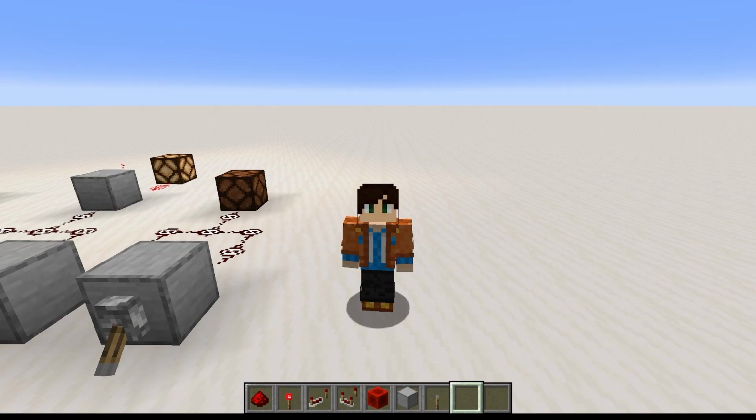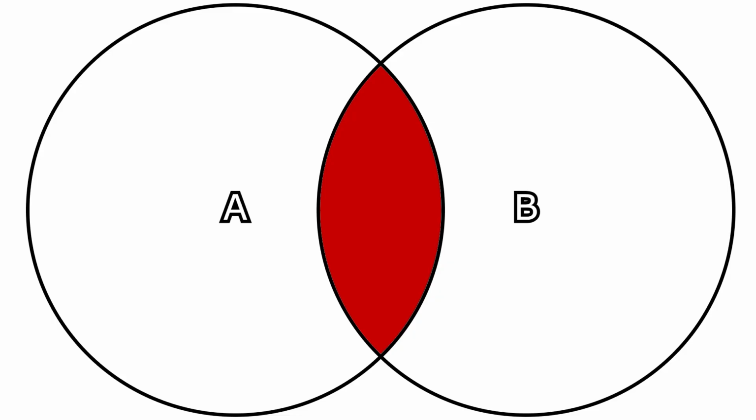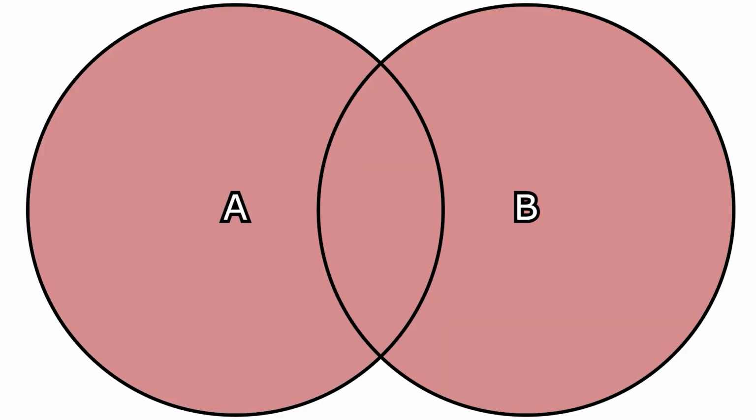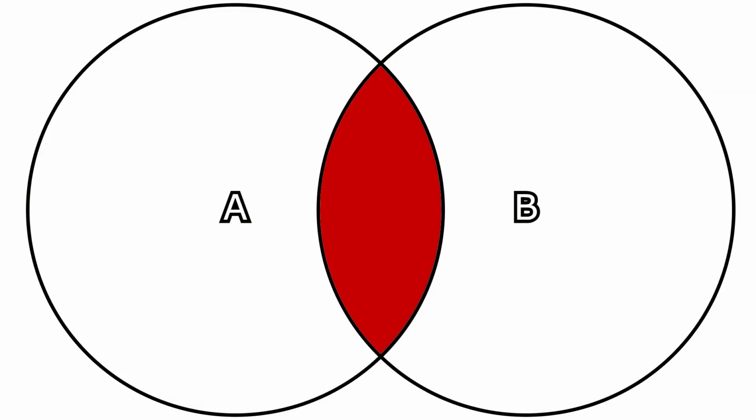As a Venn diagram, the AND gate looks like this. That's because unlike OR gates where we smush together the red parts to create the final product, in this case we instead only keep the parts where red overlaps. The AND gate will only output a redstone signal when A is on and B is on.